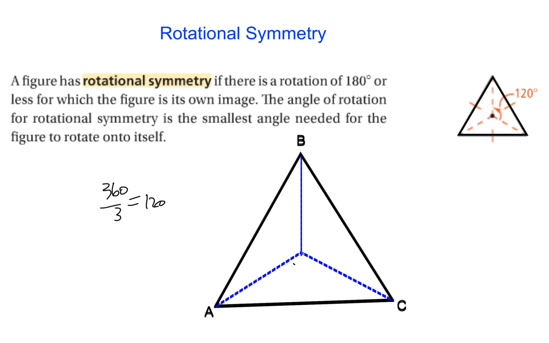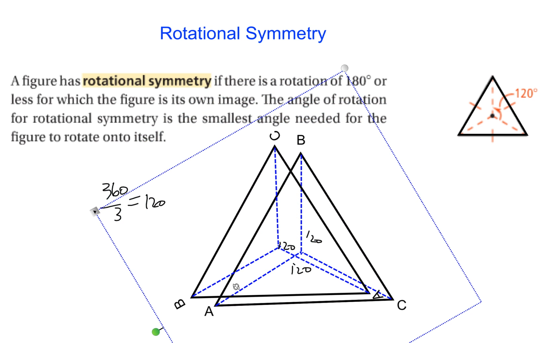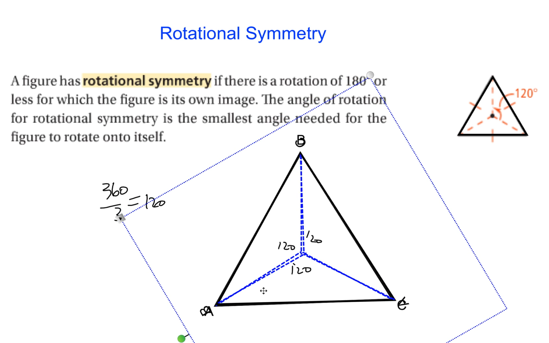And you notice that I was able to rotate, so this is 120 degrees, and this is 120, and so is this 120. So I was able to rotate my triangle 120 degrees, and my triangle ABC mapped onto itself. The angle of rotation for rotational symmetry of this equilateral triangle is 120 degrees. If I rotate this figure 120 degrees, I'll map right onto myself. There we go.